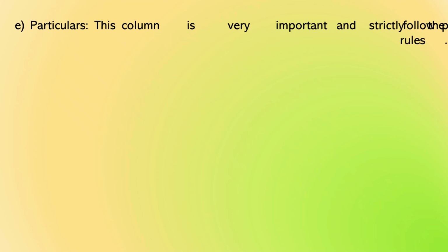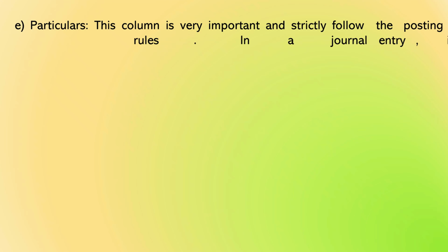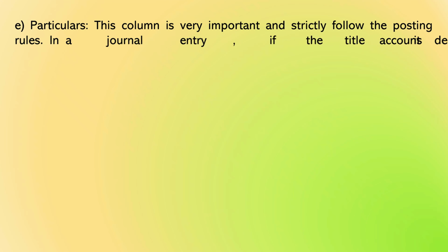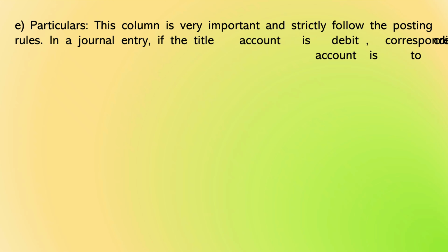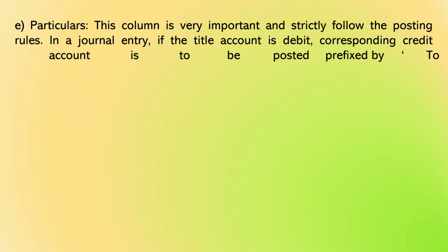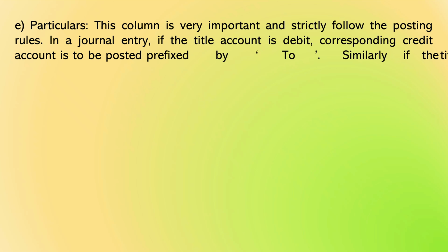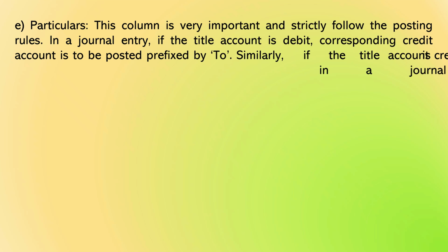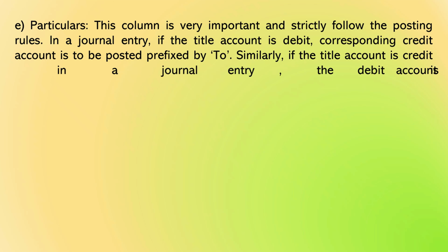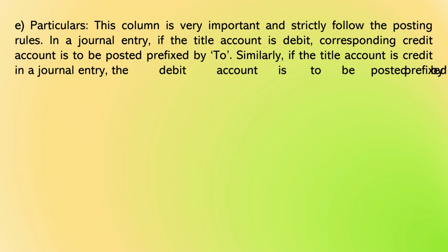E. Particulars. This column is very important and strictly follow the posting rules. In a journal entry, if the title account is debit, corresponding credit account is to be posted, prefixed by "to". Similarly, if the title account is credit in a journal entry, the debit account is to be posted, prefixed by "by".